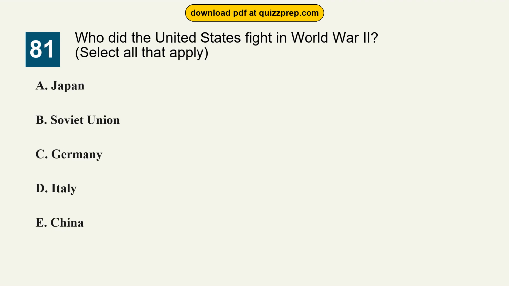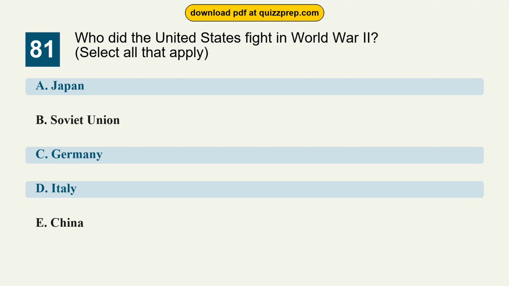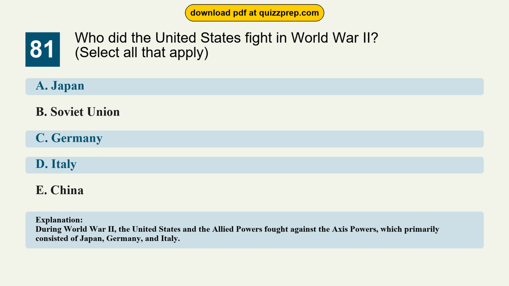Question 81. Who did the United States fight in World War II? Option A, Japan. Option B, Soviet Union. Option C, Germany. Option D, Italy. Option E, China. The correct answers are options A and C and D. Japan, Germany, Italy. During World War II, the United States and the Allied powers fought against the Axis powers, which primarily consisted of Japan, Germany, and Italy.